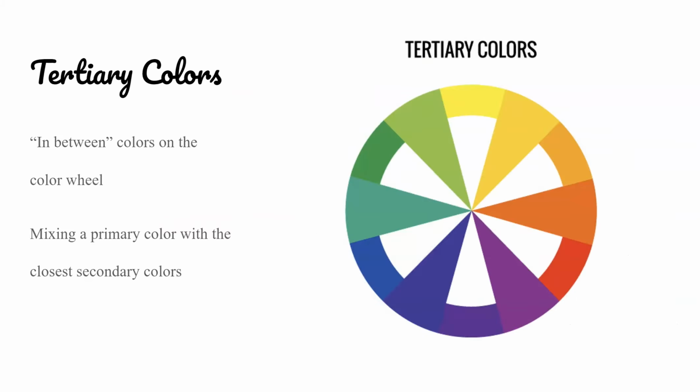Now you have tertiary colors. Those are the in-between colors of the color wheel. Mostly you get that by mixing a primary color with the closest secondary color to it, like the green and the yellow, mixing those together is a yellow-green, or the yellow and the orange, you get the yellow-orange. So that's how you get those in-between colors.